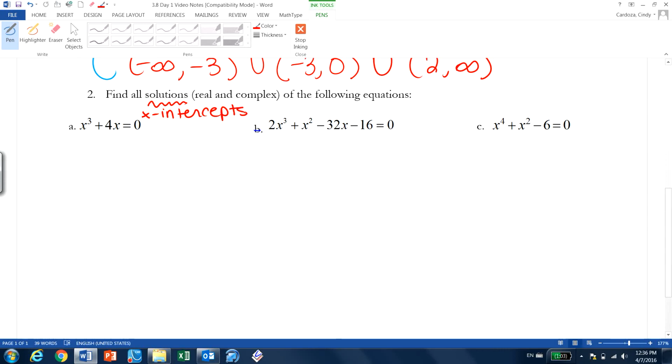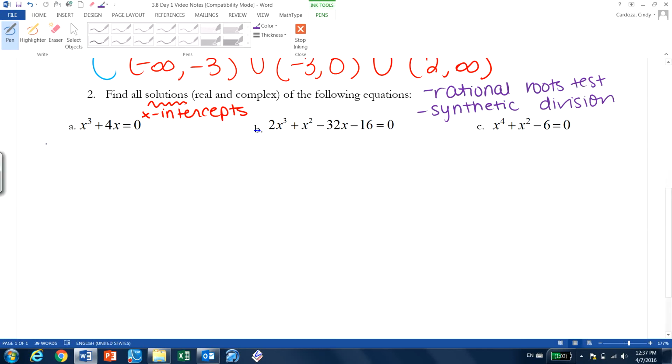Okay? So in the past couple of days, we've used the rational roots test and synthetic division to find the x-intercepts. Now you can still do that. That still works. This is just one more way for you to find the solutions. And a lot of times this is easier if you know how to use it. So I'm going to show you this last way, and then you can decide what you want to use.